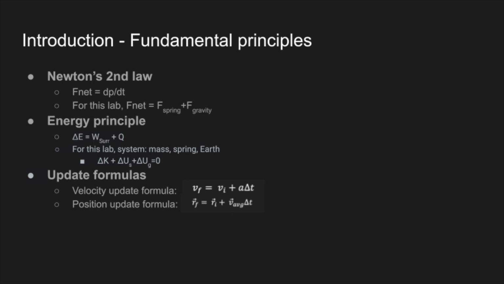And for this lab, our system will be mass, spring, and Earth, which will give us the equation delta K plus delta US plus delta UG equals 0.